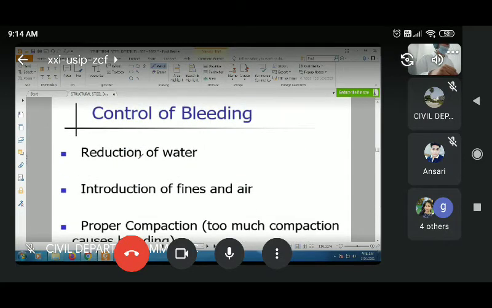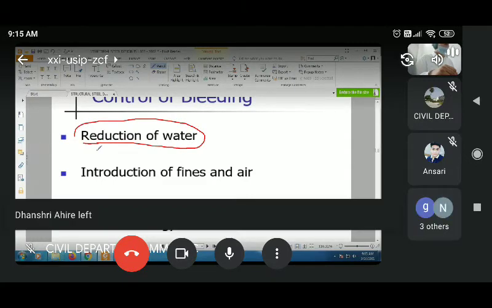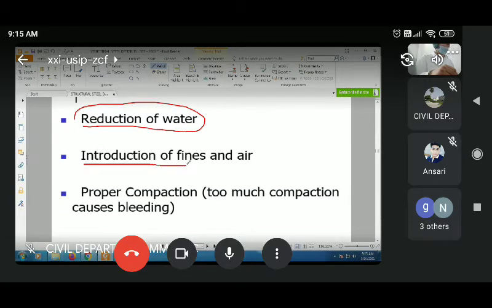Then the bleeding can be controlled, or measures should be taken, when we reduce the water content in the concrete. Then you can reduce the bleeding also. Introduction of fines and air. If you take more fine particles and if you introduce air into the concrete, the introduction of air and the fine particles will reduce the bleeding of your concrete.